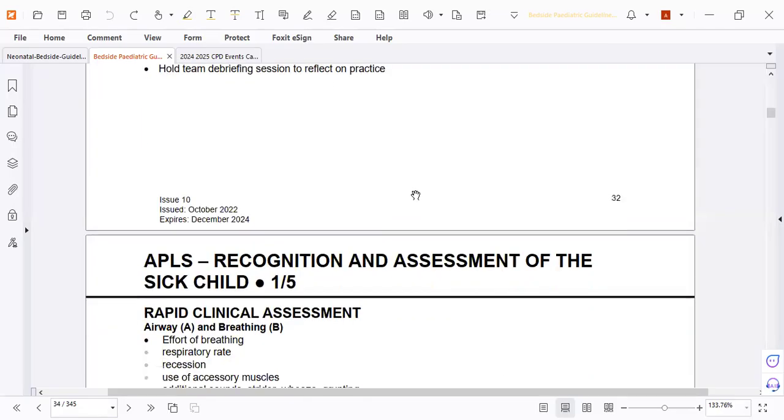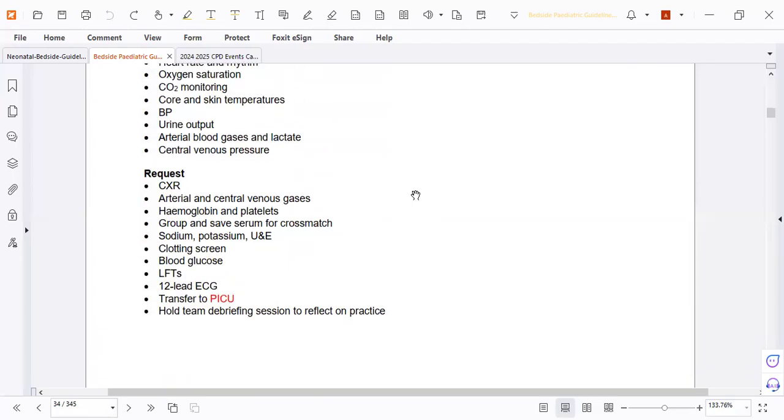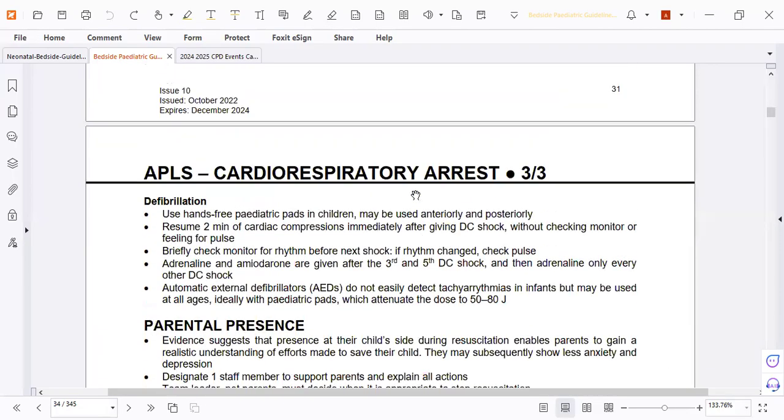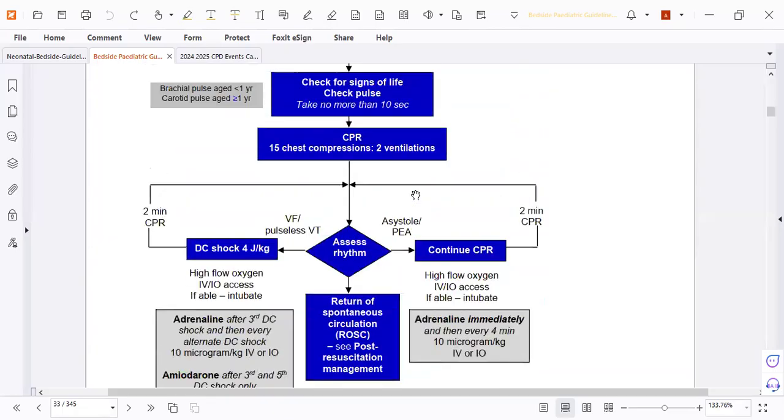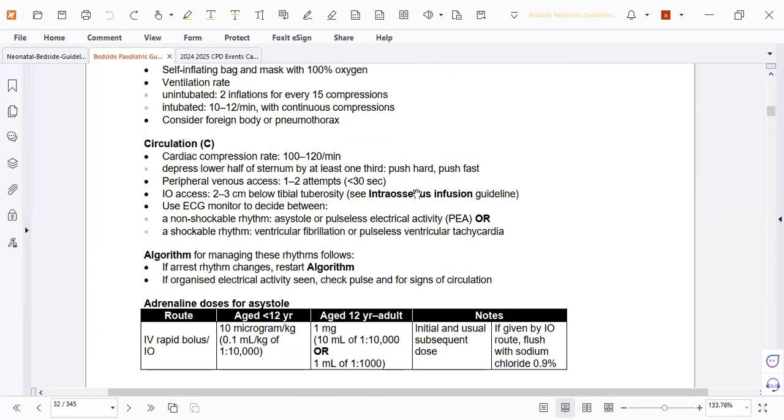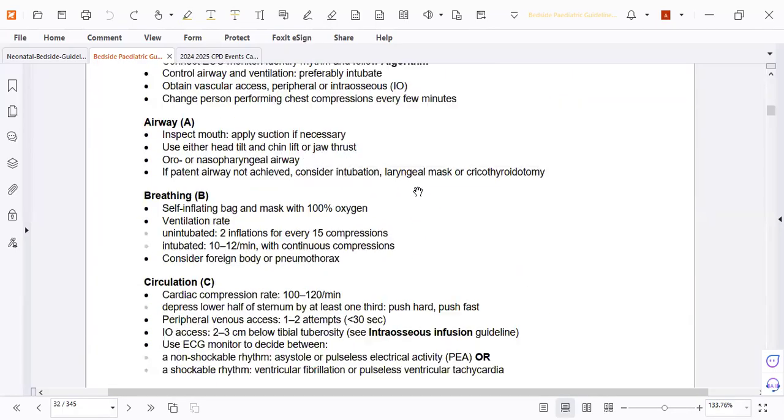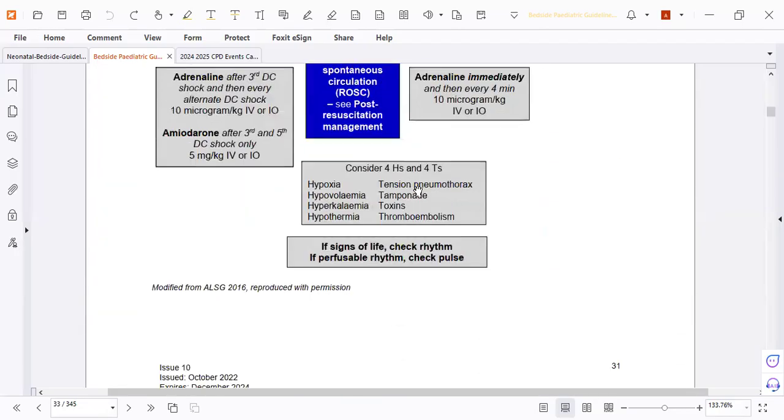All right, that's the cardiorespiratory arrest APLS management, which is in 3 pages.